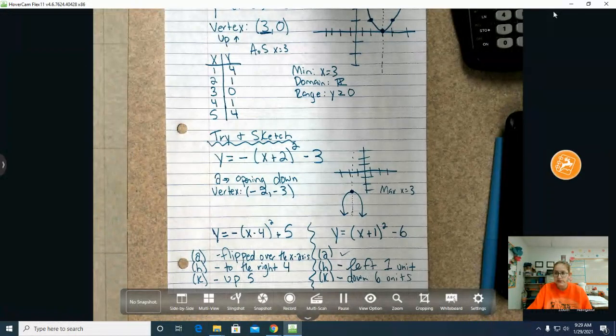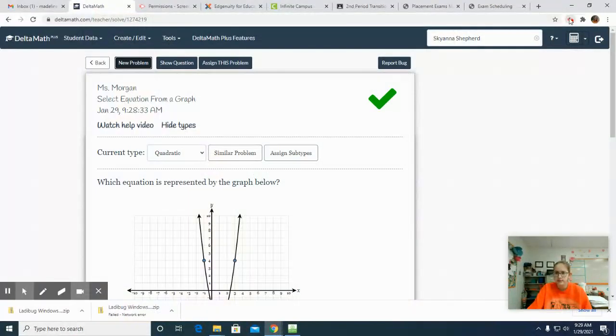Now can I figure out how to turn this off?